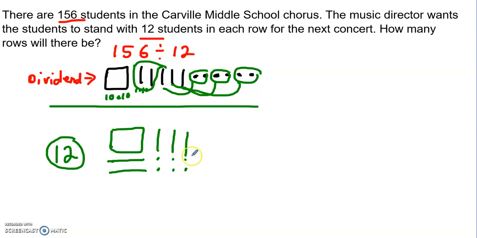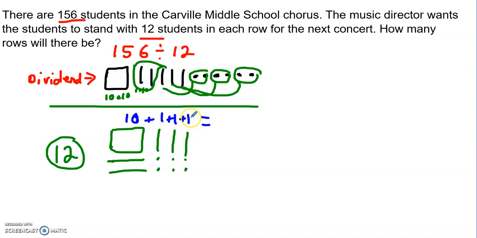Well, I count how many columns I have. See, I have 12 in each column, so I just got to figure out how many. Well, I have 10 here, plus, this is a 10, not a 6, the 1 here, plus the 1 here, plus the 1 here, and let's add that up.